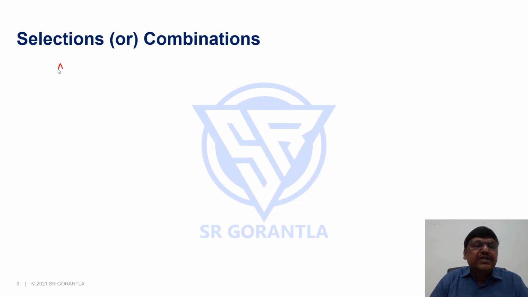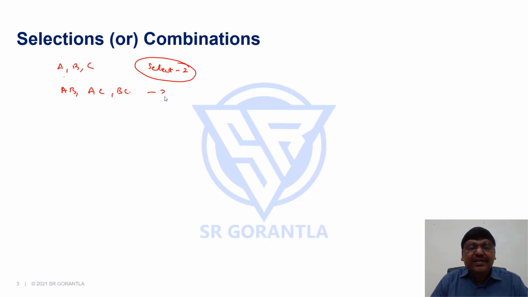Suppose I have 3 persons by name A, B, C. Out of these 3 people, if I want to select 2, how many different selections do we have? We can select AB, we can select AC, or we can select BC. So we have 3 selections, or we have 3 different combinations. Selections and combinations are one and the same.